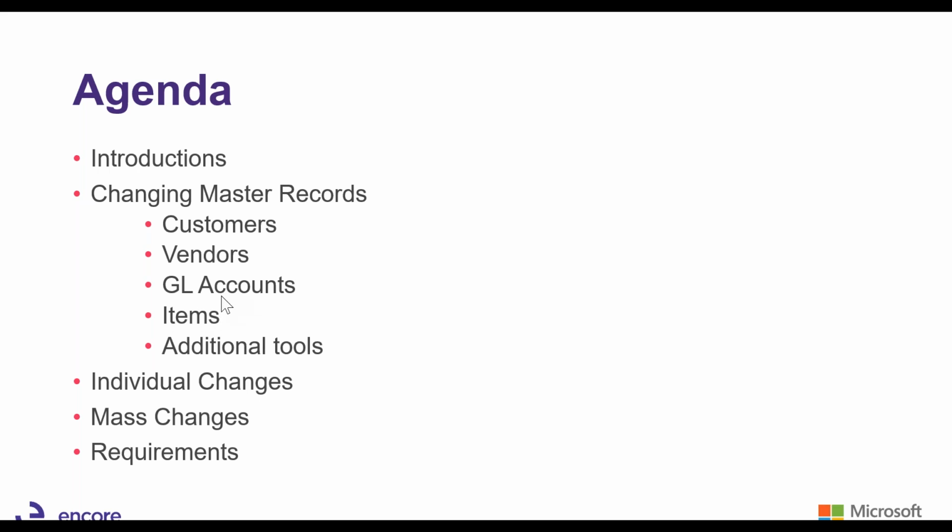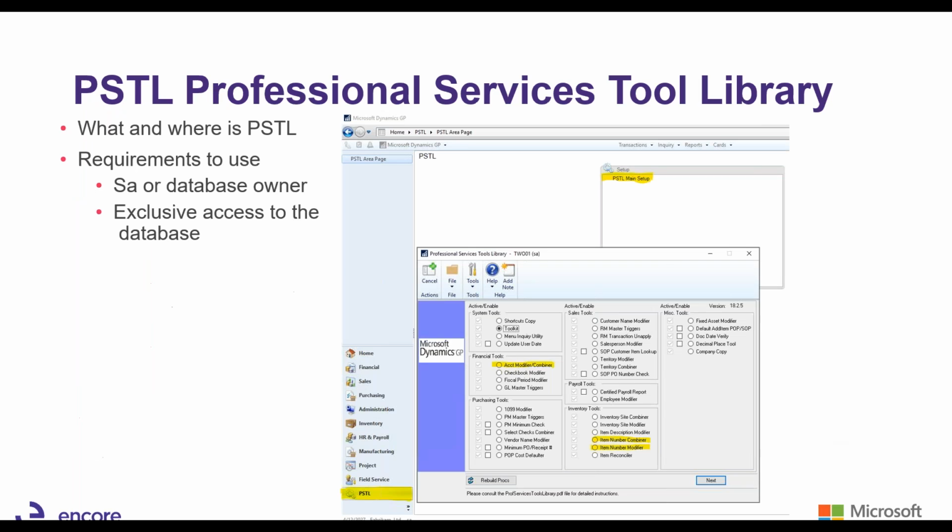There's two ways of doing these particular changes. We can do them individually, one by one, or we can do mass changes, okay? And then there are some requirements for each of these different locations, depending on what it is that you're doing, what the limitations are, and what we can and can't do.